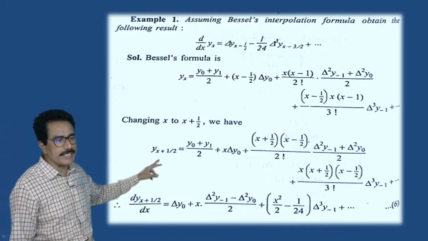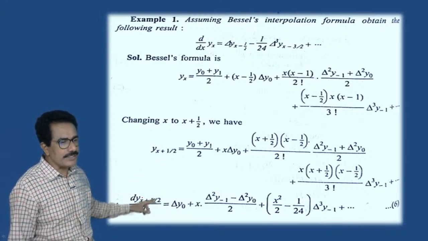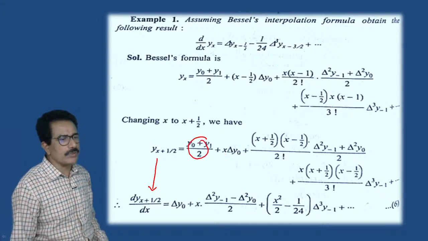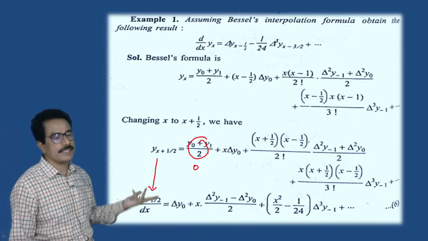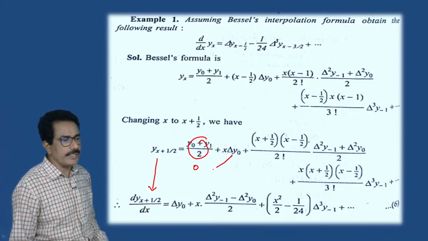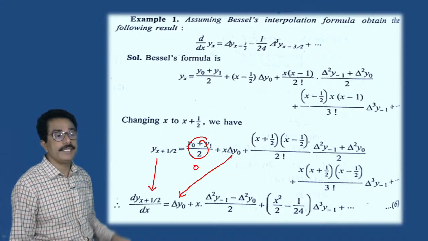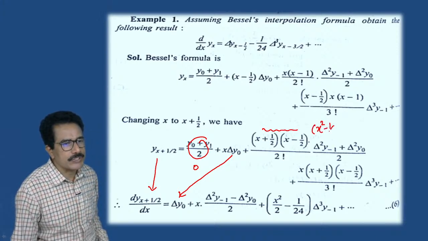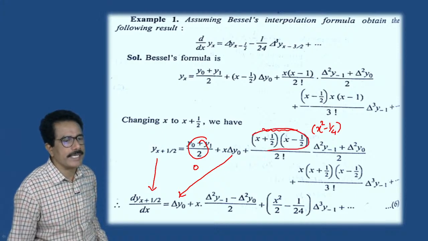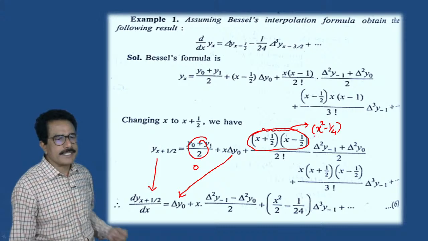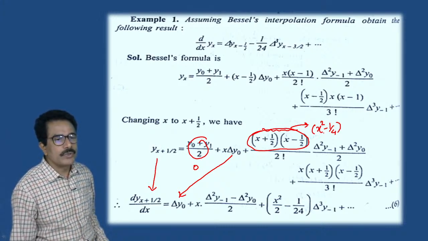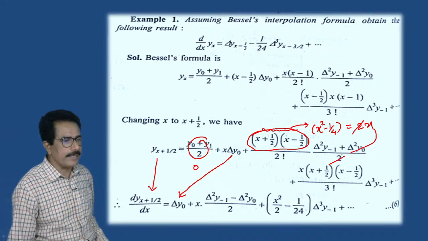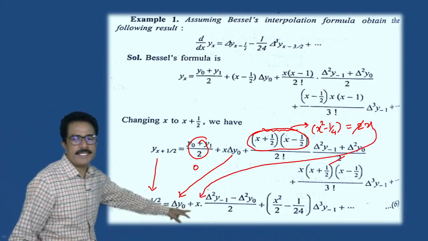So now we differentiate this. Now if we differentiate with respect to x, take its derivative. The derivative of the constant term is 0. The derivative of x is 1, so it will be delta y0. Now the product of these two brackets is x square minus 1 by 4. If we take its derivative, the derivative of x square is 2x, and this 2 and this 2 cancel. The remaining term is x here.